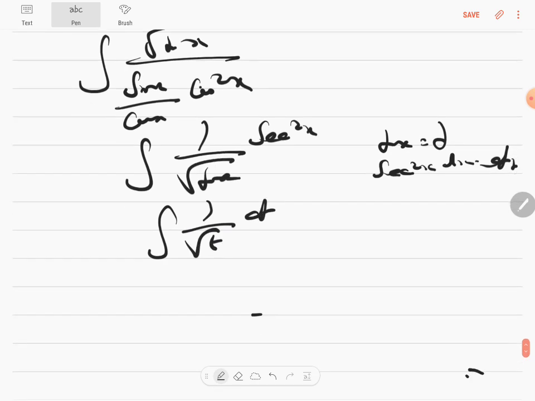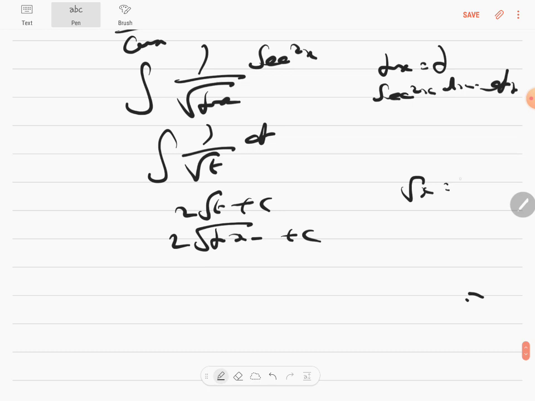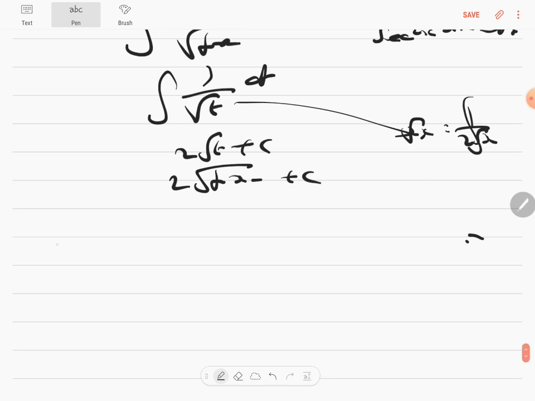And you know the integration of 1 by root t is 2 root t. 2 root t into is answer plus c. 2 into root of tan x plus c. Because root x differentiation is 1 by 2 root x. Integration of 1 by root x, which is here, is 2 root x. So 2 root t. So can I go to next sum?